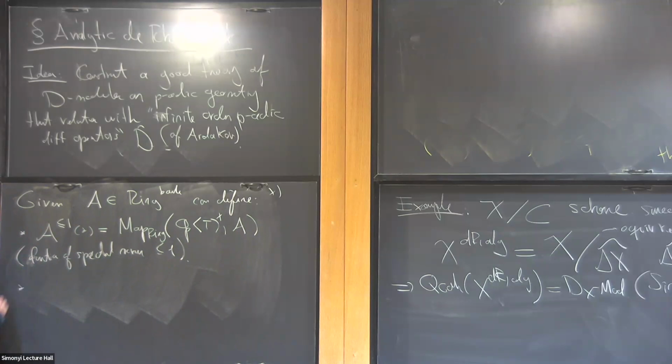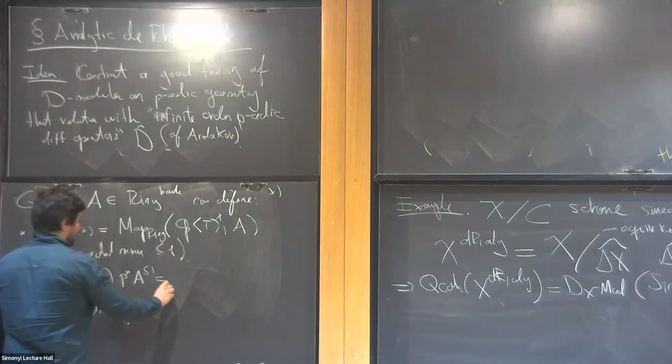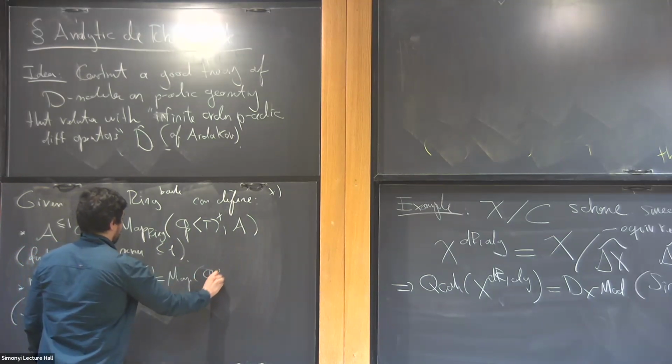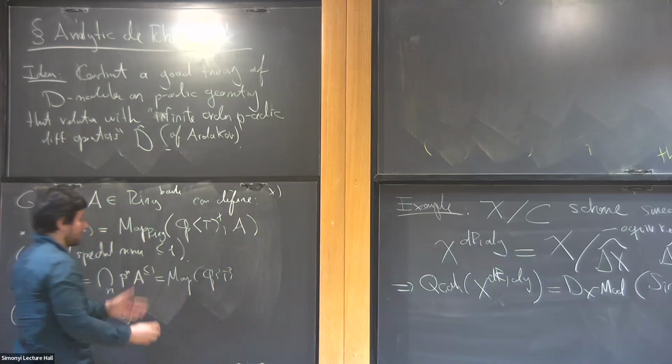There are also the elements of spectral norm 0, something that we call topologically nilpotent. You can write this as the intersection of the p^n times the guys, but also you can write it down as, again, this funny ring here. If something has norm 0, then when we divide by p it is going to have norm at most 1.